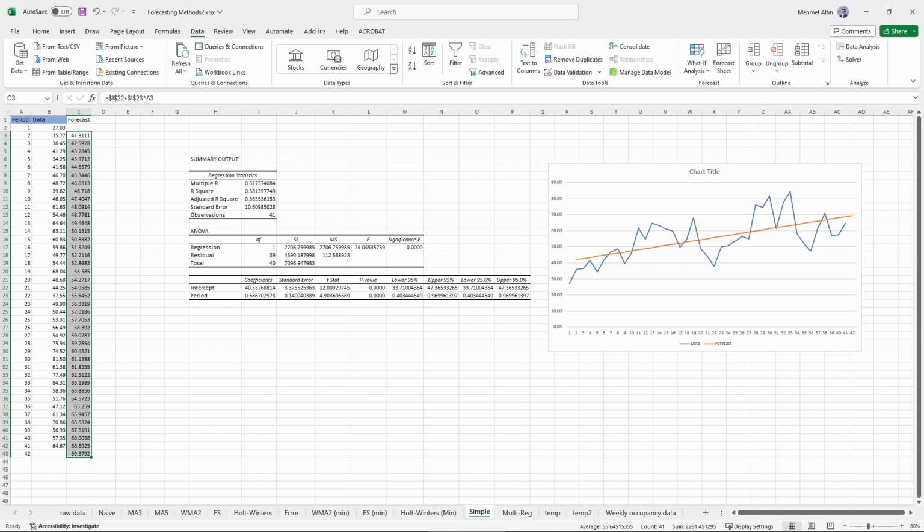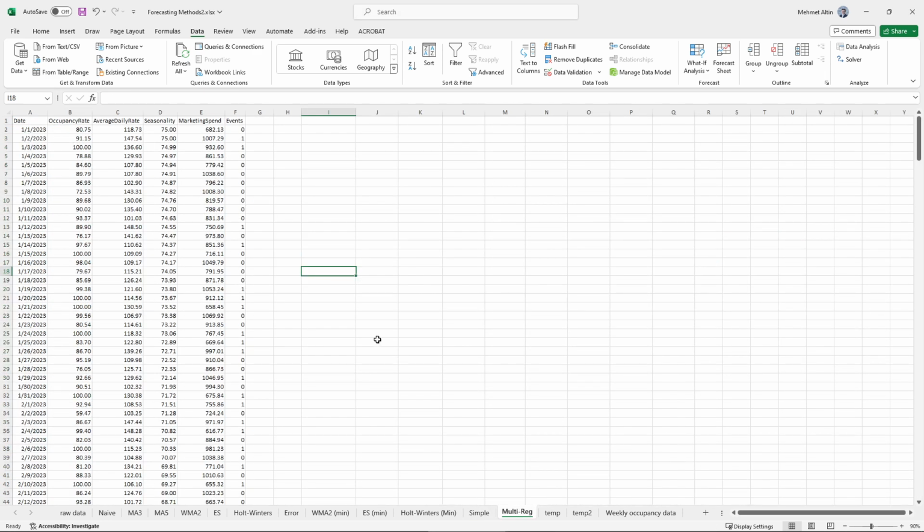But let's look at the multiple regression. That might give you a better idea. Now, this is data from a hotel and has multiple variables in it. What is it? First, occupancy rate. So we collected the occupancy rate, average daily rate, seasonality, marketing spend, and some kind of events.